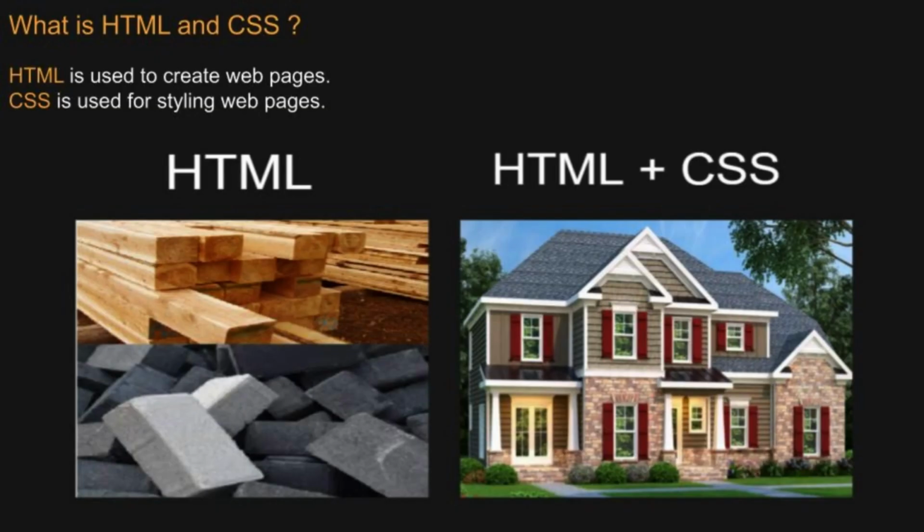Now, let's recap what we just learned. HTML is used to create web pages. In simple words, HTML elements are just bare-bone building blocks of a web page. CSS is used for styling web pages. Styles, such as color, height, width, alignment, etc. We will explore different HTML elements and CSS syntax in just a bit.